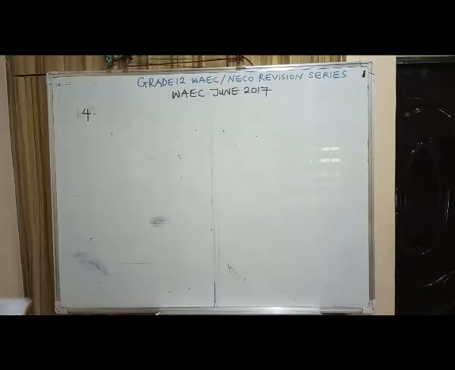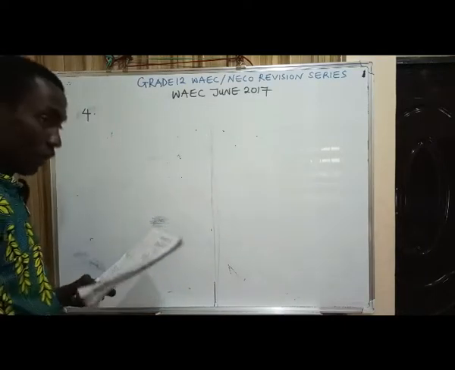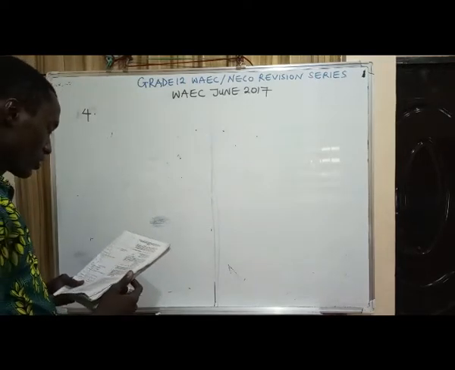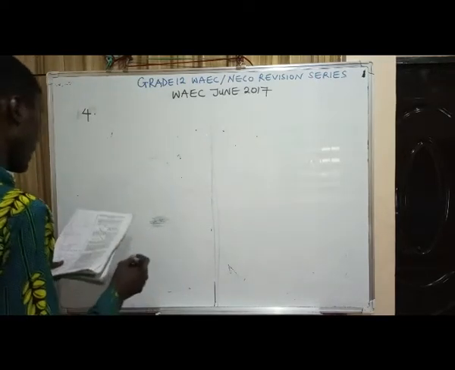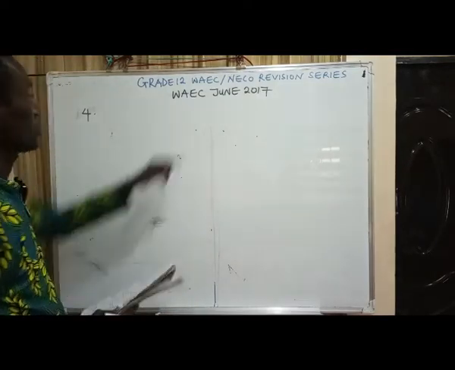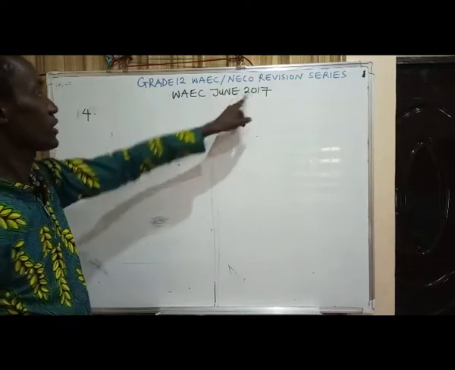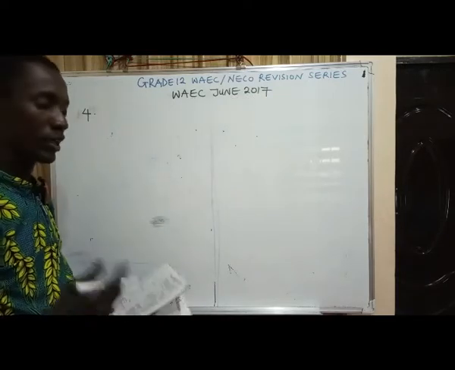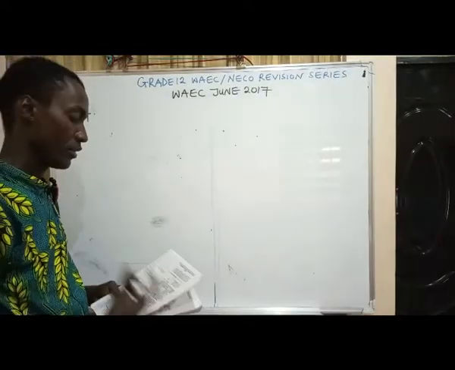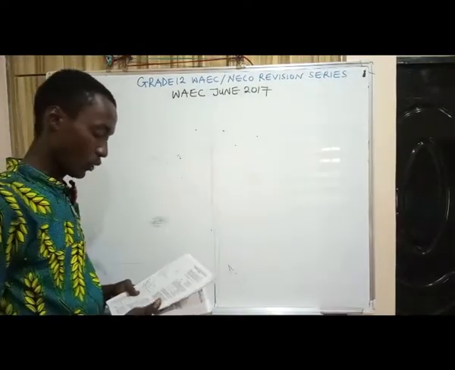So we look at question number 4 of 2017. Question number 4 of 2017. And this question is talking about your AP. So June 2017 WAEC. You can get these question papers online. You can just get them online. You can Google, get them, and then follow with the question.